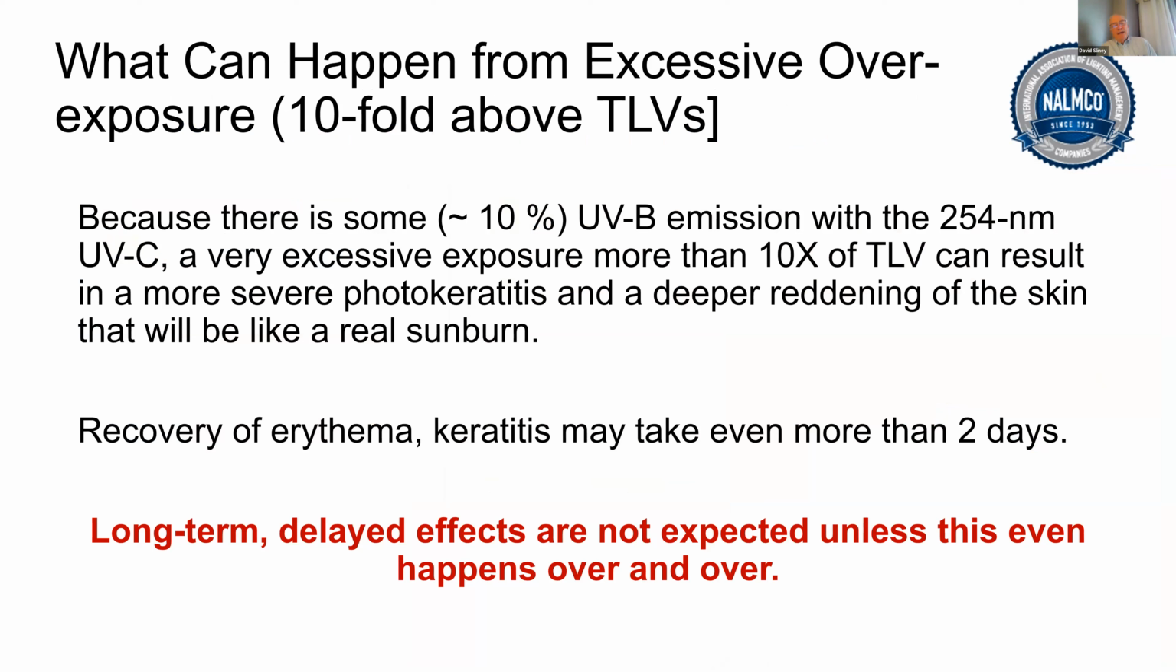So let's go over again what can happen from excessive overexposures. This is normally about tenfold above the safety limits or the TLVs, because there's some UVB emission from the 254 nanometer UVC lamps, about 10%, whereas 90% of the energy is in the UVC. A very excessive overexposure, more than 10 times the TLV, can result in a more severe photokeratitis and a deeper reddening of the skin that will be more like a real sunburn.